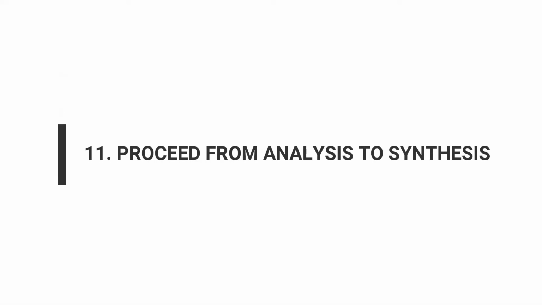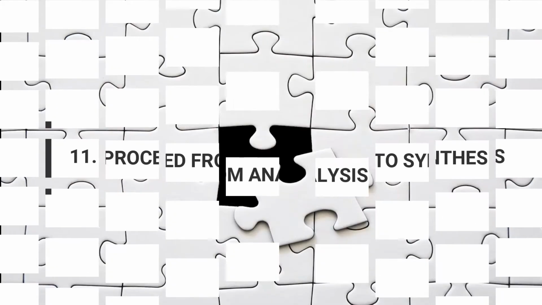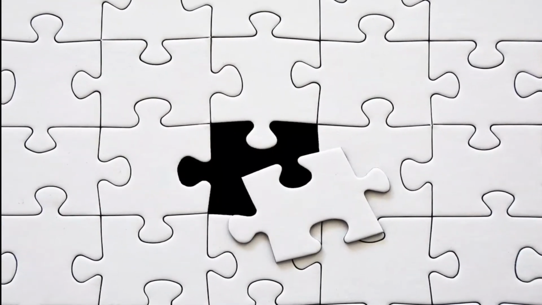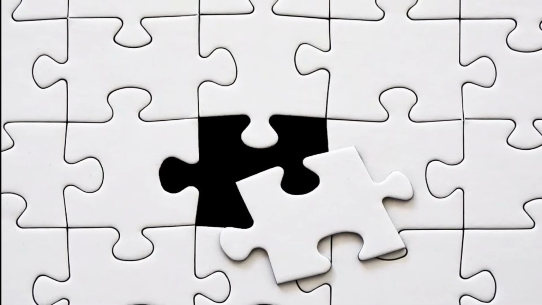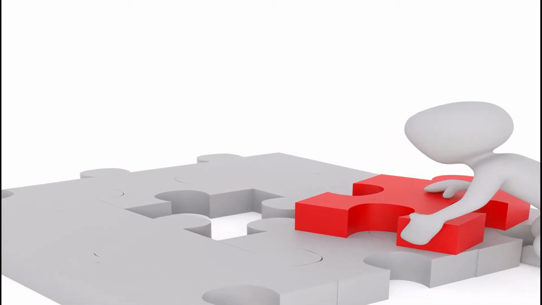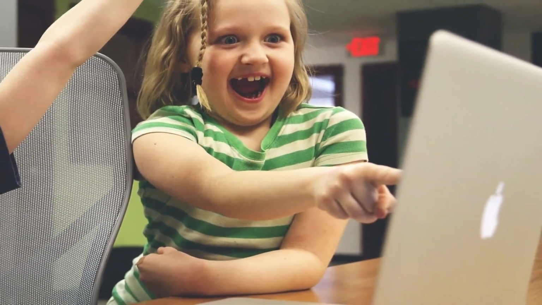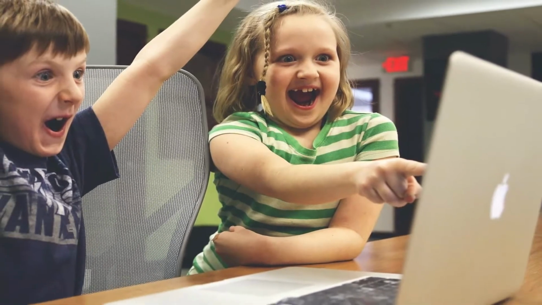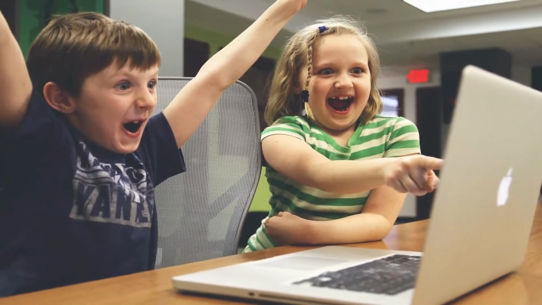The 11th tip is proceed from analysis to synthesis. Analysis means breaking a problem into convenient parts, and synthesis means grouping of these separate parts into one complete whole. Complex problems can be made simple and easy by dividing them into units. The 12th tip is proceed from actual to representative. When actual objects are shown to the children, they learn easily and retain them in their minds for a long time. This is especially suitable for younger children.